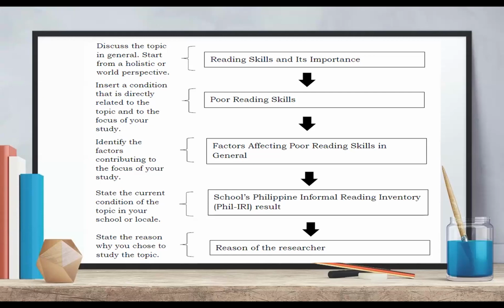So here, the current condition stated after the topic is the school's Philippine Informal Reading Inventory or the Phil-IRI result. I think they have Phil-IRI results in junior high school and elementary. I'm not familiar with senior high, but especially for English and Filipino, I think they have Phil-IRI results. So this is now the current condition from which the data was taken.